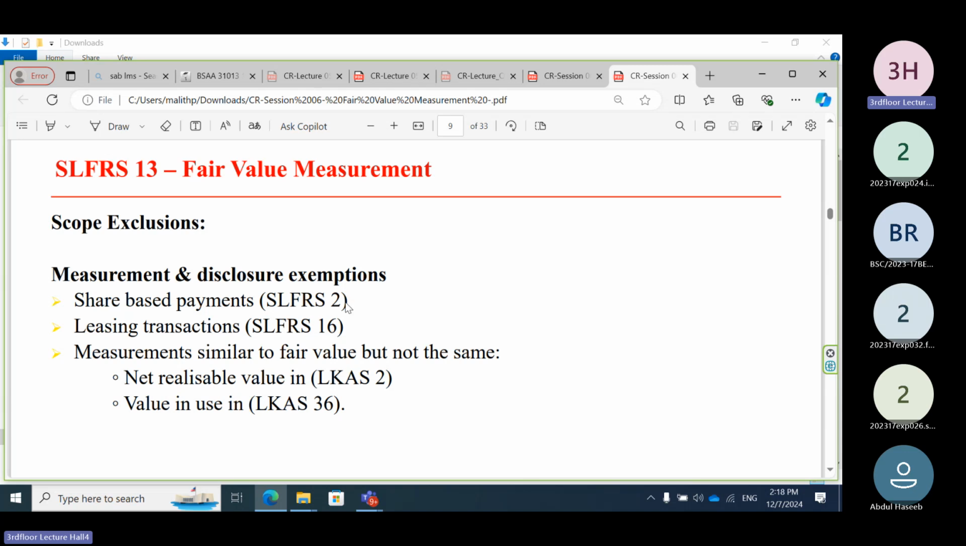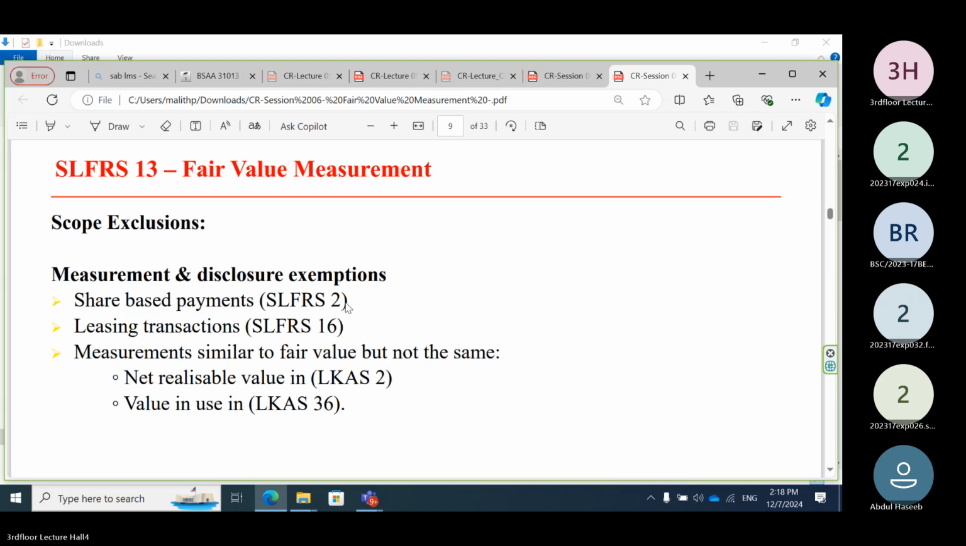Under share-based payment, we have equity settled share-based payment and cash settled share-based payment, right? There we are discussing fair valuation. The standard itself clearly mentions the fair valuation method. Because of that, we are not going to use SLFRS 13. Keep in mind, for fair valuation in share-based payments, we are not referring to SLFRS 13.